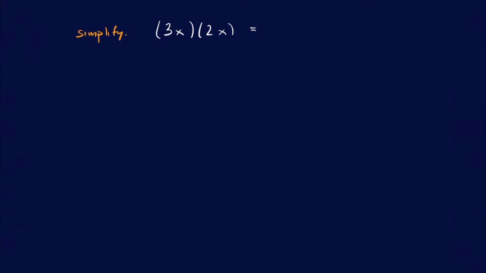Today we're going to do some operations on polynomials. So the first thing we've got going on here is 3x times 2x, and these brackets right here just mean we're going to multiply them. So the first step is we're just going to multiply 3 times 2, and we get 6. Now the second step is we're just going to multiply x by x, and we get x squared.